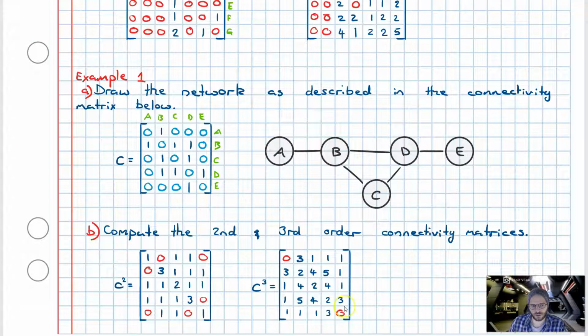And thus, we conclude our example of how we can go about transferring network matrices into our diagrams and how we can calculate second and third order connectivity matrices from a first order connectivity matrix using our technology.